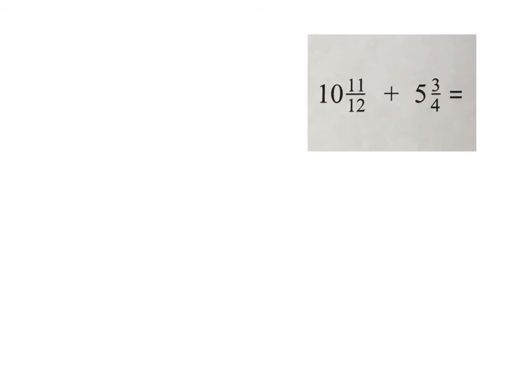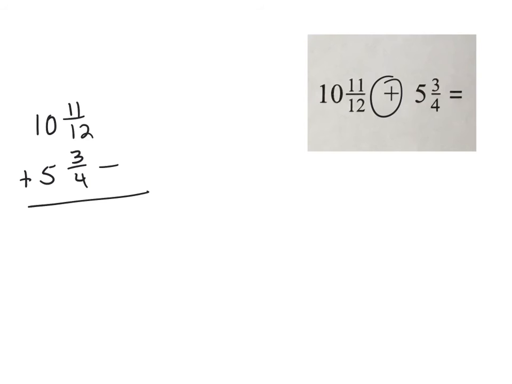Next question is addition. So we have to write it vertically. So we'll say 10 11/12 plus 5 3/4. We need to find a common denominator. Oftentimes, it's one of the numbers that's already in the denominator. In this case, it's 12. So 11/12 stays 11/12. Or you can say 12 times 1 is 12, so 11 times 1 is 11.